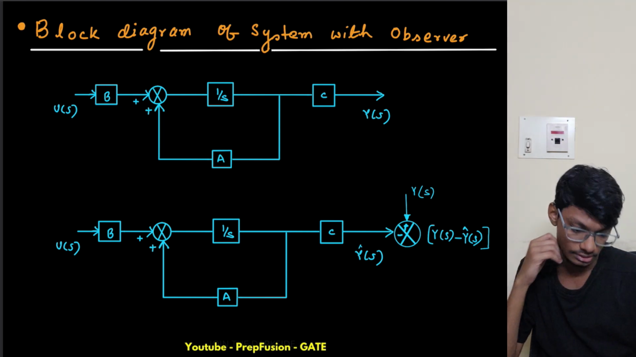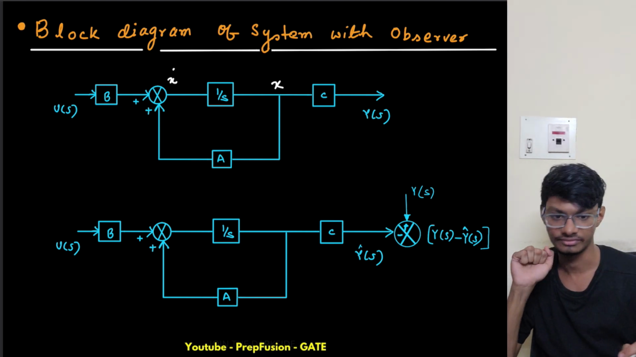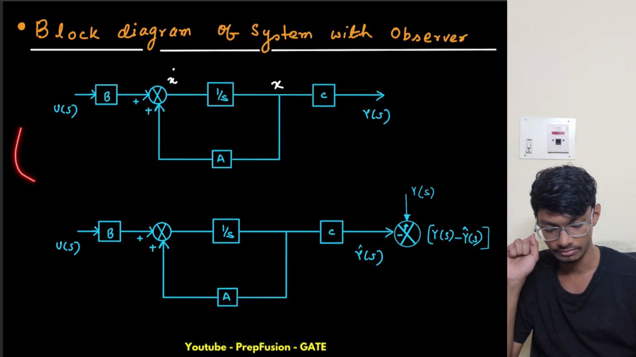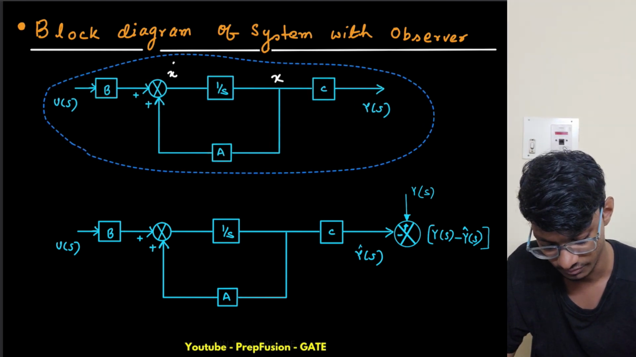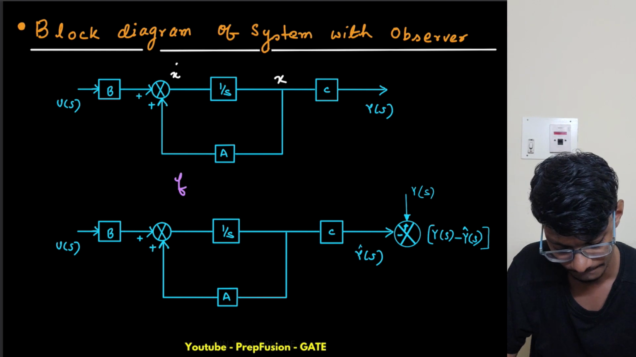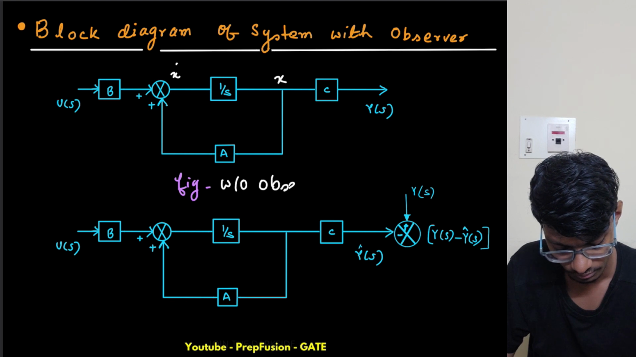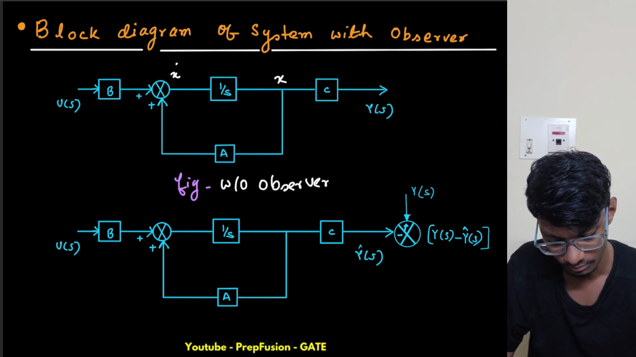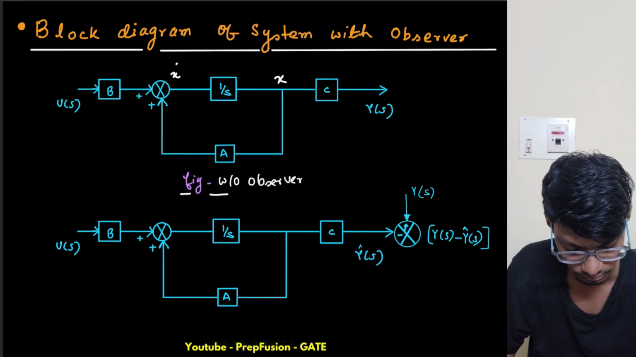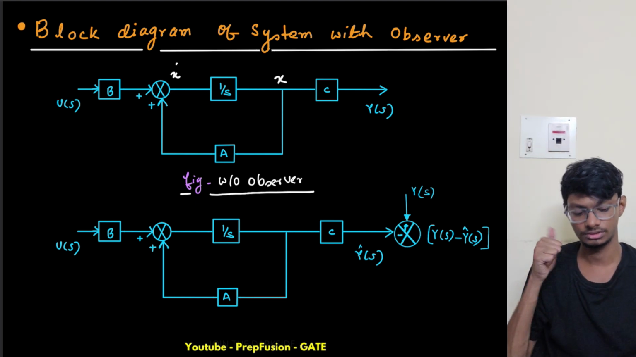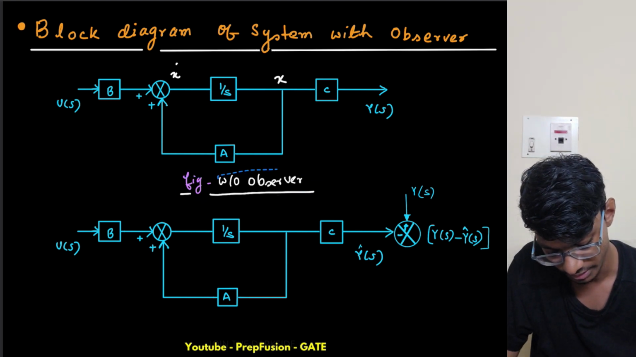Let's say we have one state variable here, x, and this is x dot, like the state variable matrix. Multiple state variables we have. So this is the normal block diagram that we know, the system without observer. And this is basically the observer. So I should write here, system without observer.